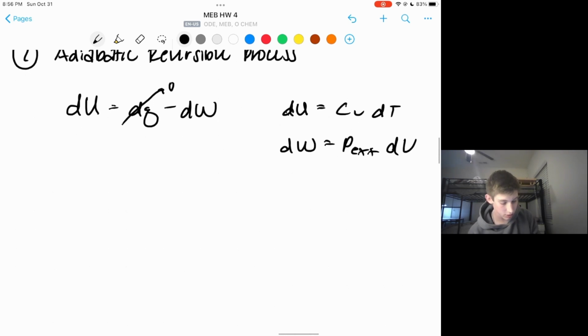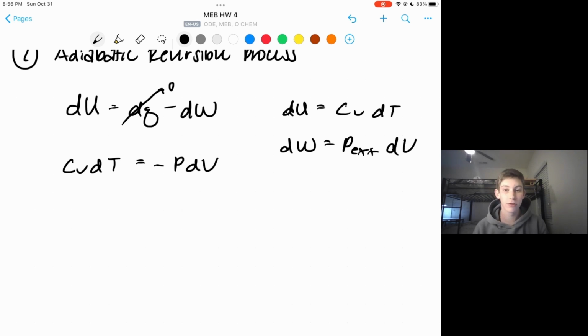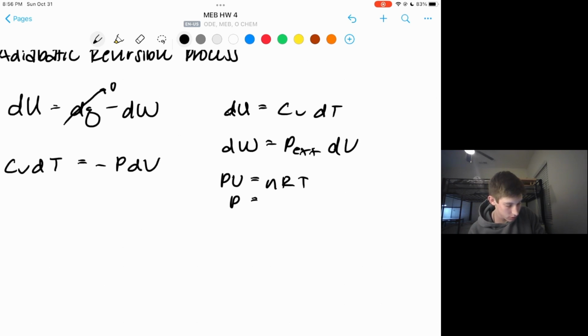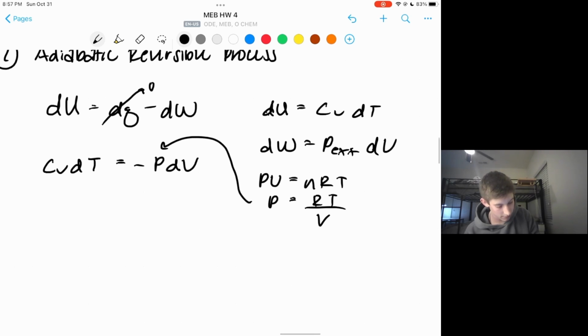So if we substitute these into the equation, we get Cv dT equals negative P dV. And if we look at the ideal gas law, we can substitute pressure. So we know that PV equals nRT, and then P equals RT over V. And we're going to say that we just have 1 mole of an ideal gas. So we can put this here, and we have Cv dT equals negative RT over V dV.